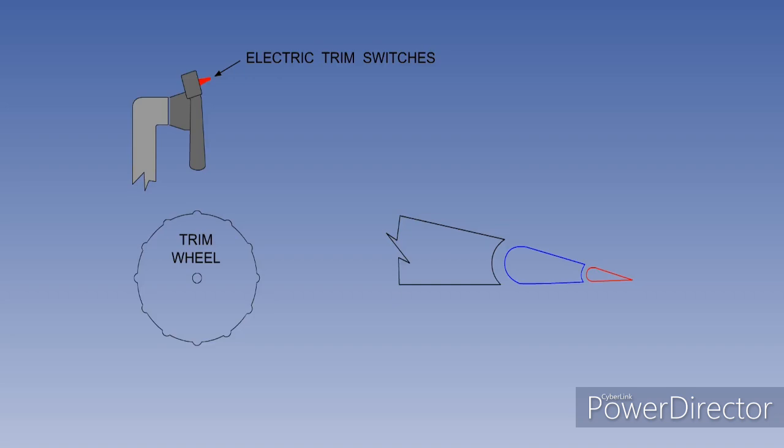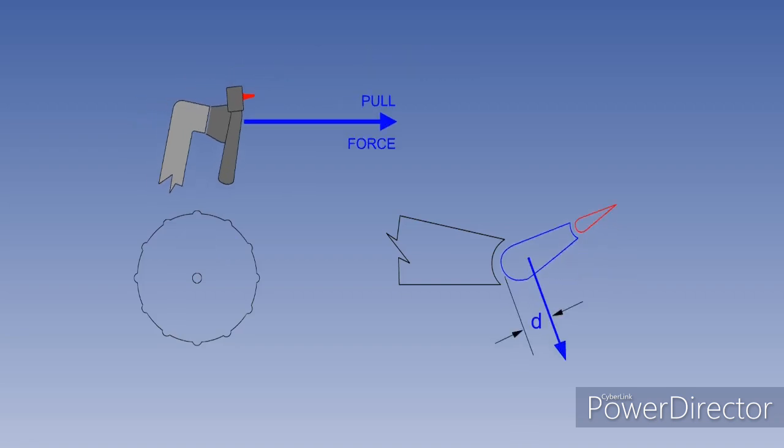Let's consider an aircraft with a forward CG, a nose-heavy aircraft. To maintain equilibrium, the pilot must move the stick aft to move the elevator up. Holding the elevator up requires a pull force. The aircraft is in equilibrium, in trim. To reduce the stick force to zero, the pilot must move the trim switches down, or move the rear edge of the trim wheel down.